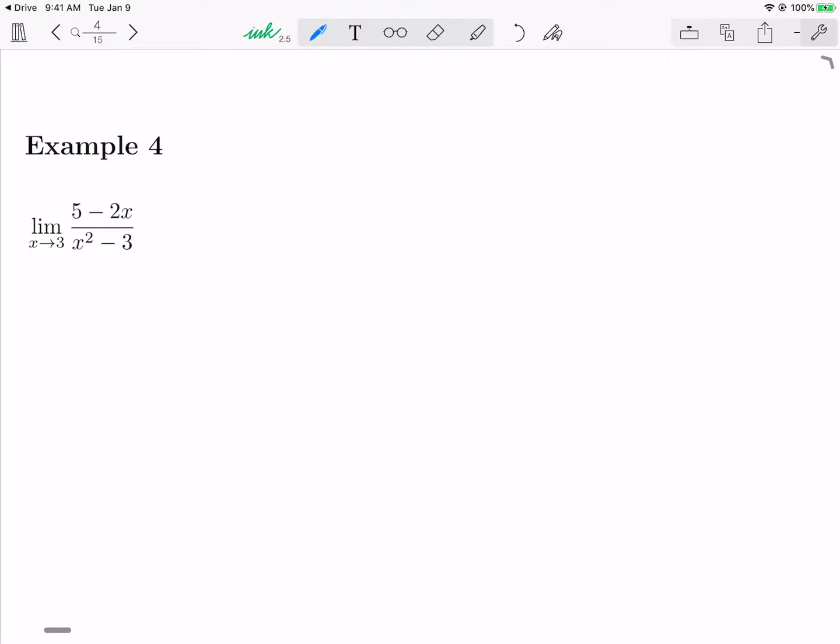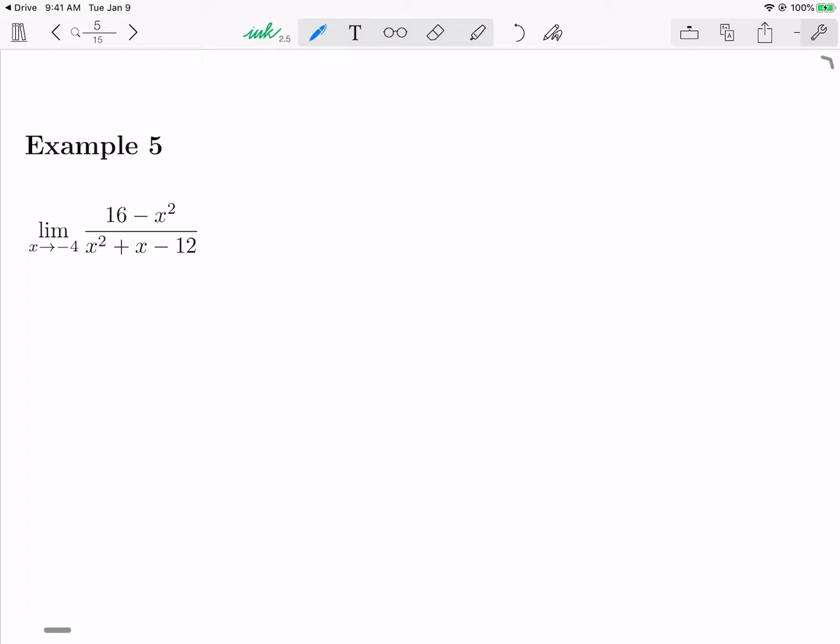The next one, limit as x goes to 3. Again, we'll try to just plug it in, direct substitution, so I don't need to rewrite the limit step. I don't have to write limit as x goes to 3 because I'm trying to plug it in to see if it works nicely. So I got 5 minus 6 on top, 9 minus 3 on bottom. There's my answer. Now we got -4.